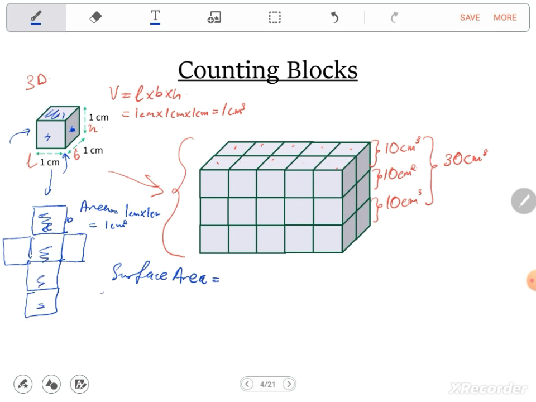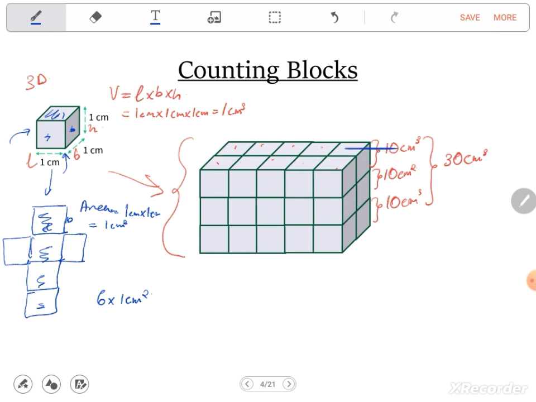So essentially we'll have 6 times 1 centimeters squared, all right? So that will be what surface area is covering this block here. What about the big one here?